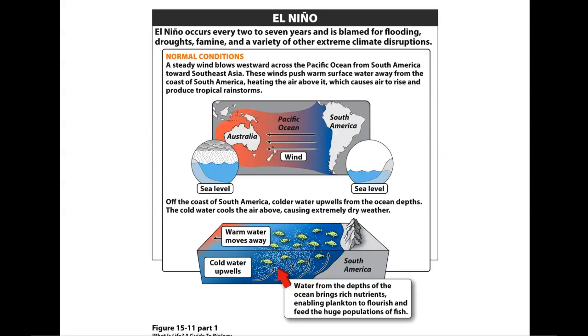Lots of you have heard of El Nino. This is going to occur every 2 to 7 years, and it's going to be blamed for flooding, droughts, famine, and a variety of other extreme climate disruptions.